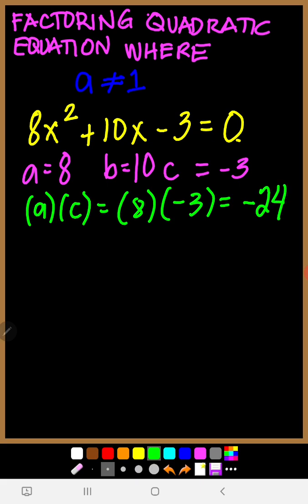Now, we are going to think of two numbers that are factors of negative 24, and these two numbers should also add up to the value of b. So for negative 24, although 8 times negative 3 is negative 24, if we add 8 plus negative 3, the answer is not 10. The sum of the two numbers needs to be 10. So let us try. How about 12?